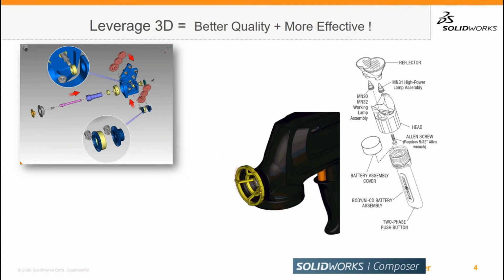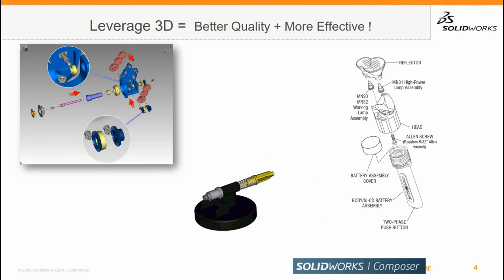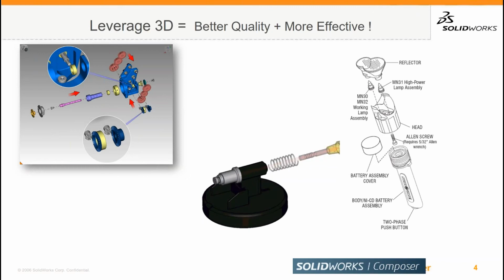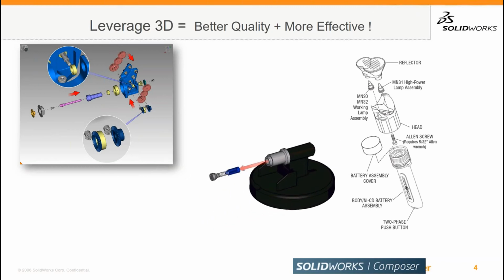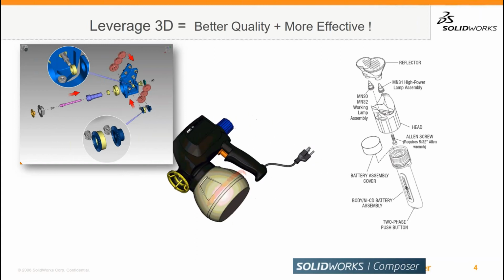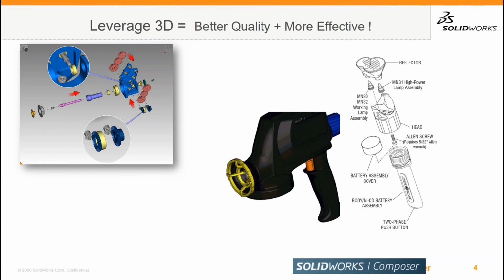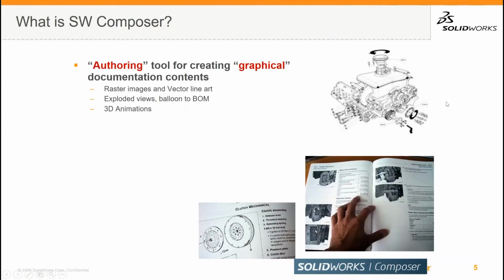So we want to leverage that 3D data that you've already created and make better quality, more effective images just for 2D, and even something interactive that possibly somebody could have up on a Windows tablet and touch screen out in the field and be taking something apart, putting it together, seeing maintenance manuals and things like that. Composer is, however, just the authoring tool for creating the graphical content.